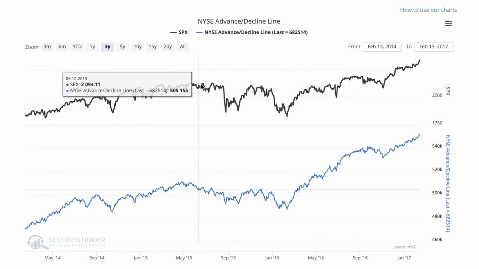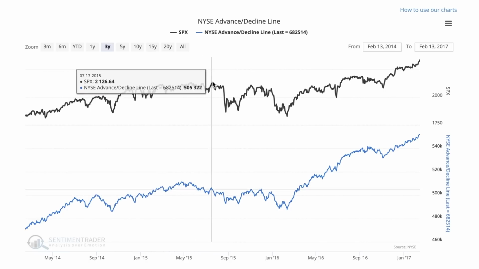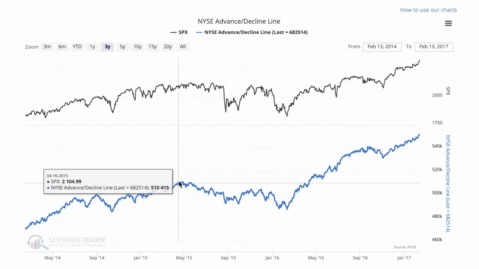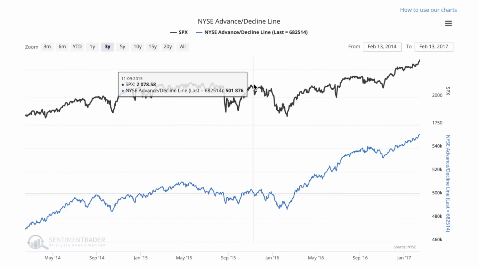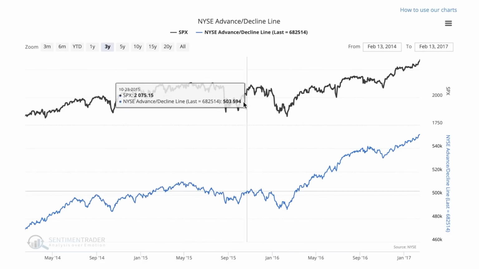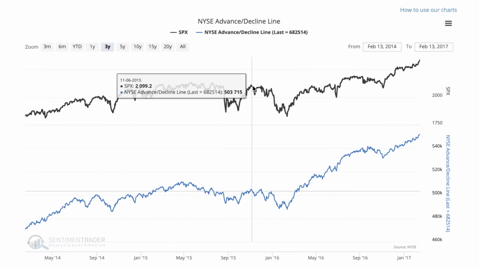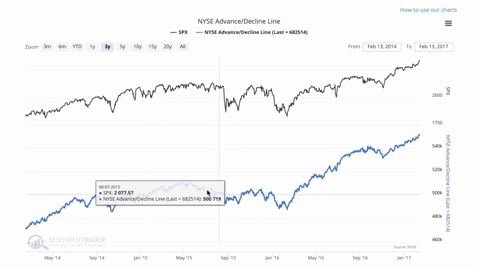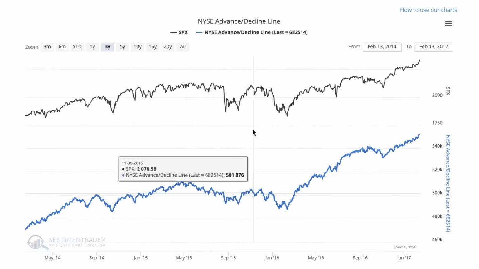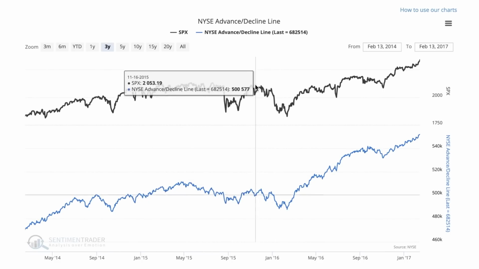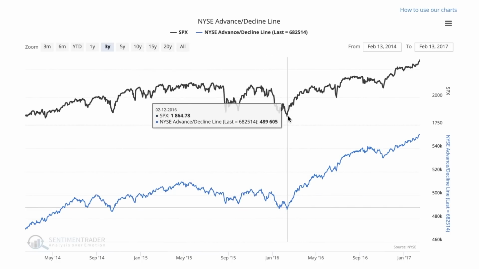The market kind of grinding sideways, making slight higher highs here. Advanced decline line telling you, nope, we're going down. In fact, the market did go down. Right here, towards the end of 2015, you kind of had this recovery right here. But the advanced decline line, it was not skyrocketing here. It was clearly telling you there was underlying weakness in the market. And in fact, the market did fail to continue moving higher and did correct once more.